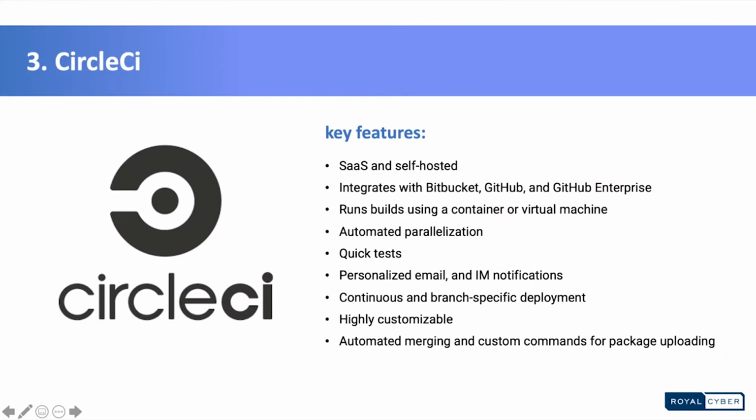Okay, so tool number three, we have CircleCI. Now, CircleCI is relatively a new player in the market, but it's a pretty solid tool. It's both SaaS based and has a self-hosted version as well. Integrates well with third-party versioning systems. Runs builds on container or virtual machine. Automated parallelization. It supports quick tests, personalized email and notifications, continuous and branch-specific deployment. It's highly customizable. It supports automated merging and custom commands for package uploading. This is a very powerful feature.